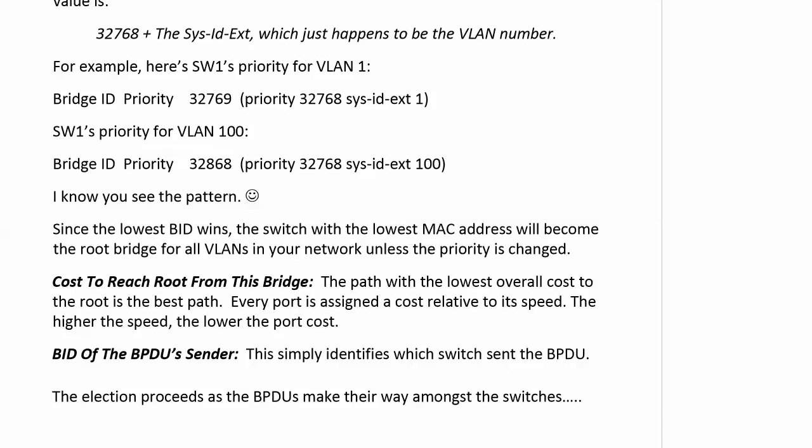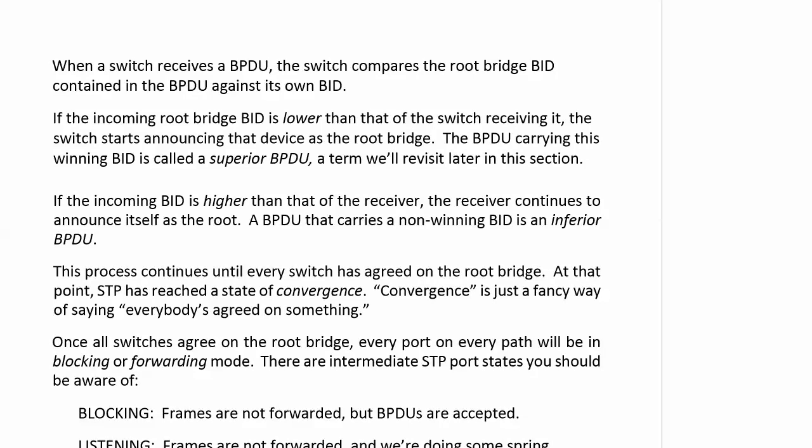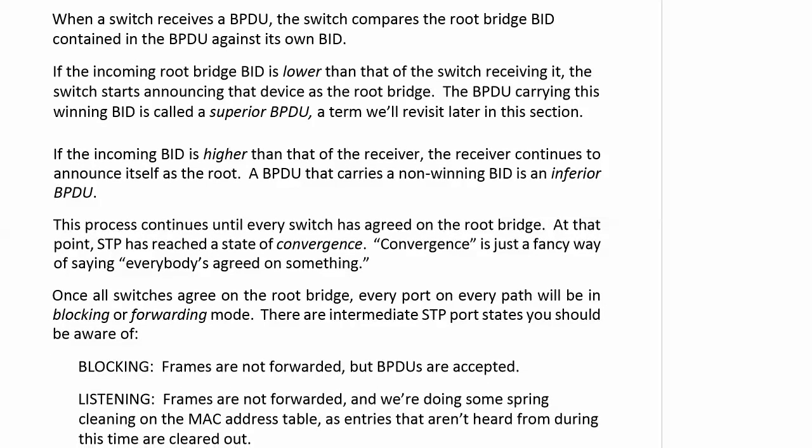Now the election proceeds as the BPDUs make their way among the switches, and here are the two possibilities. A switch gets a BPDU, looks inside of it, and compares the root bridge bid contained in that BPDU against its own. There are only two possibilities: it's either lower or it's higher. If the incoming root bridge bid is lower than that of the switch receiving it, that BPDU is indicating someone else is the root. This is what we call a superior BPDU because it has a winning bid inside of it. In that case, the switch that receives it will recognize that device as the root bridge.